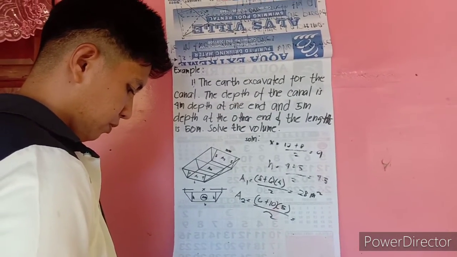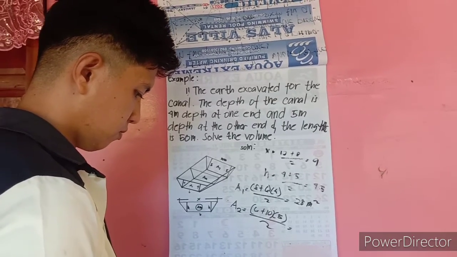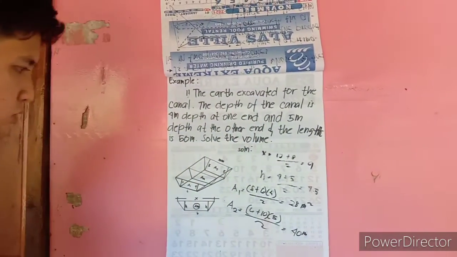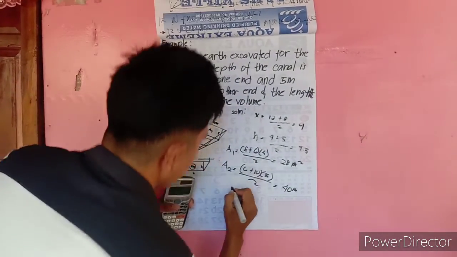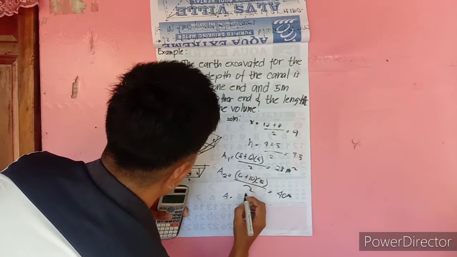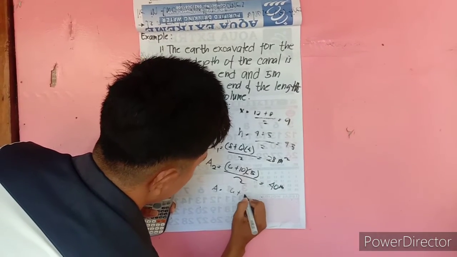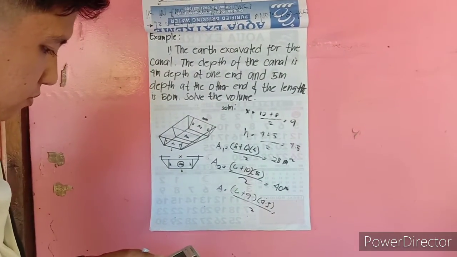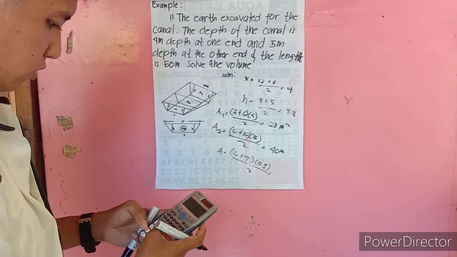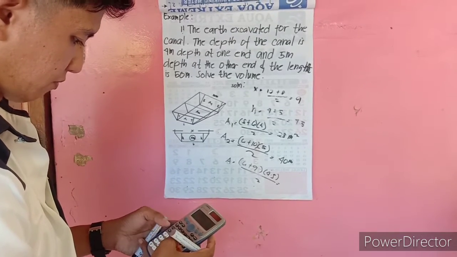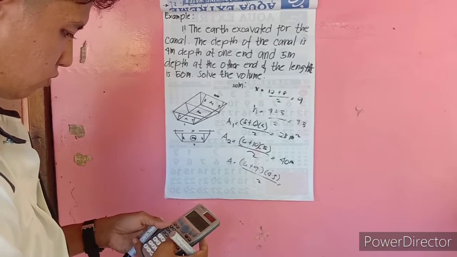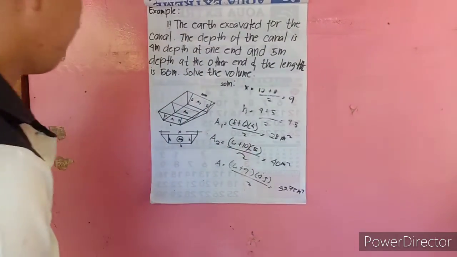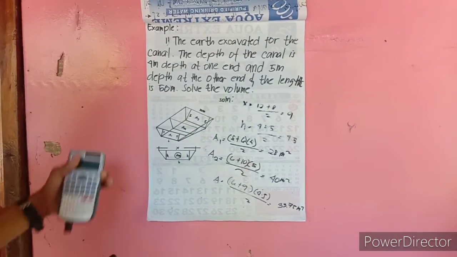Area 2 equals 6 plus 10 times 5 over 2, which equals 40. Then the middle area, area M, equals 6 plus 9 times 4.5 divided by 2, which is 33.75 square meters. So find the volume of this canal.